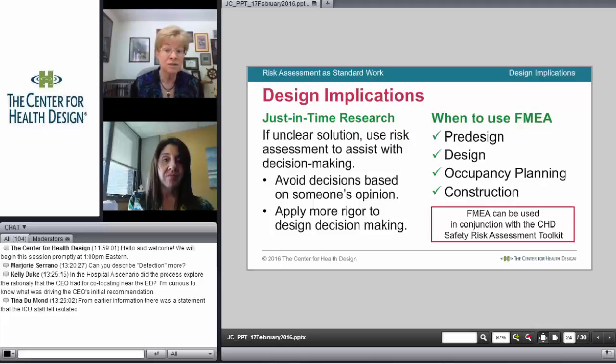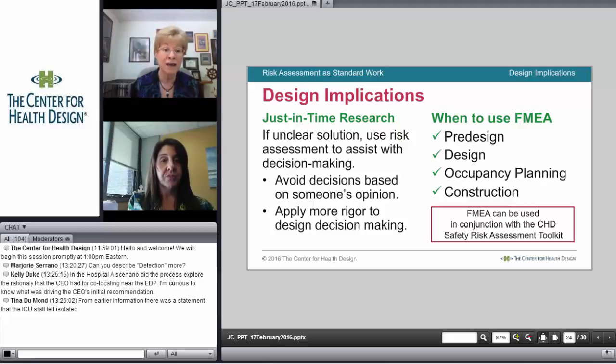The best time to use it is pre-design, when you're thinking through, from a steering committee, high-level perspective, what it is that they're currently struggling with in that particular hospital or clinic as well, and how we can best address those issues for the future for them. However, any issues that come up through design, occupancy planning, even construction, if something comes forth, it's time to do a risk assessment at any time.